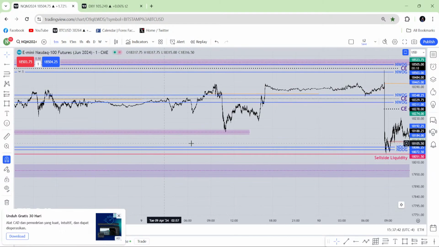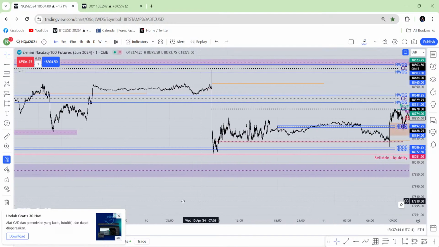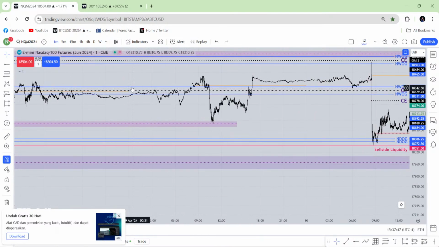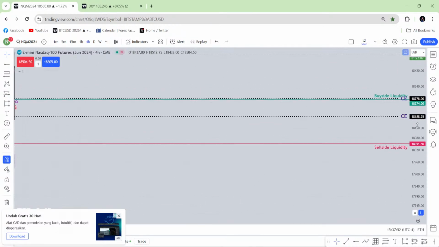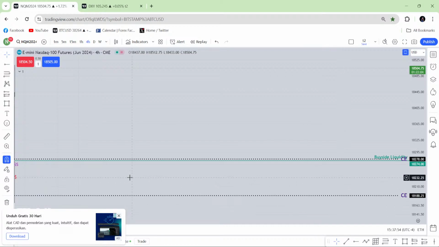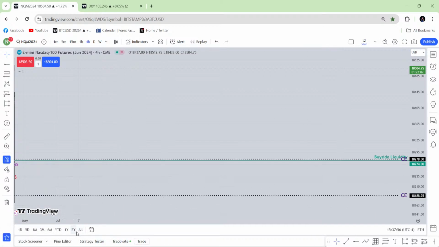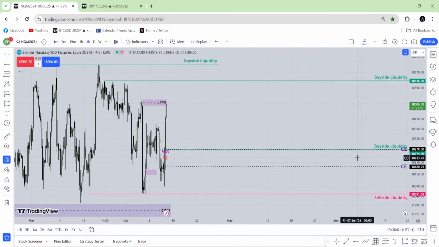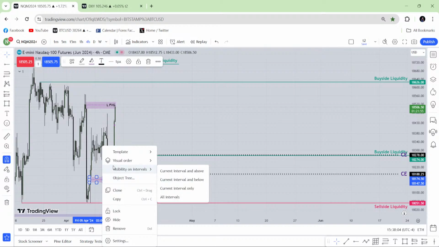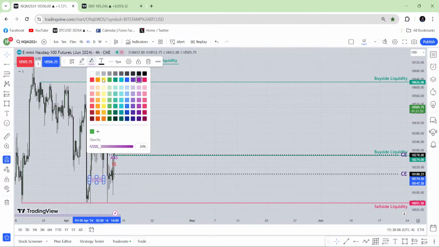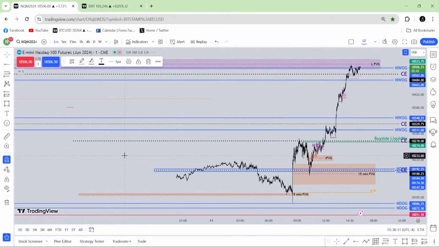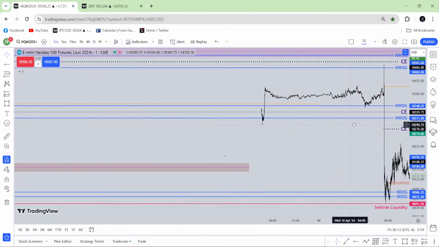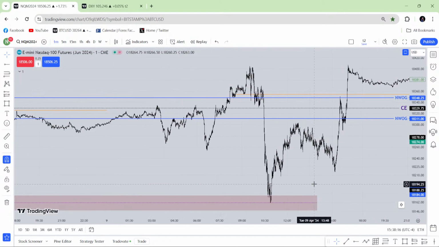I guess this is that 4-hour. Is that the 4-hour? Let me actually mark it. Sorry guys, I am talking too much. I'm going to change the color actually. I'm going to the 1-minute chart. Yeah, that is that 4-hour.